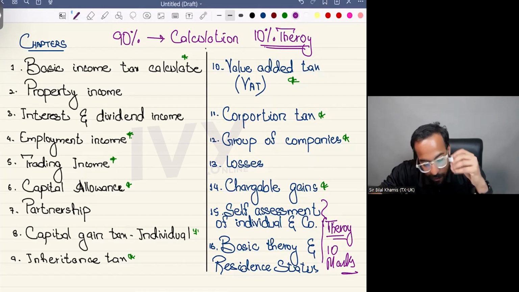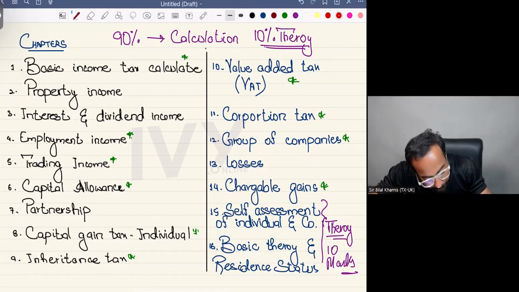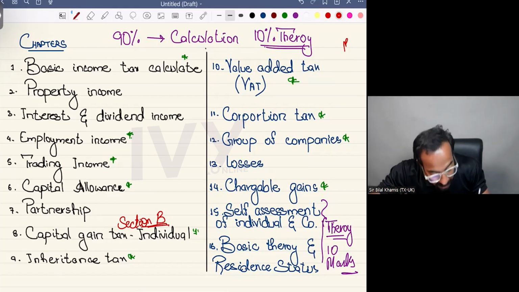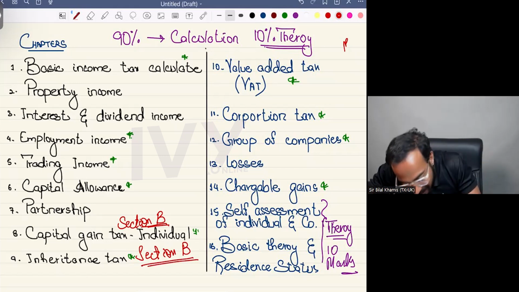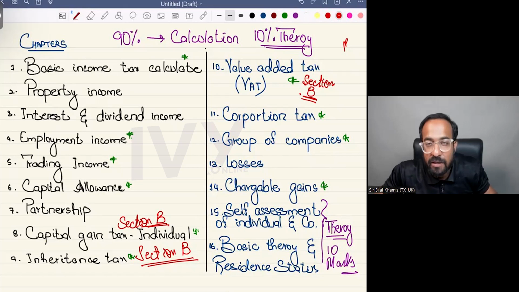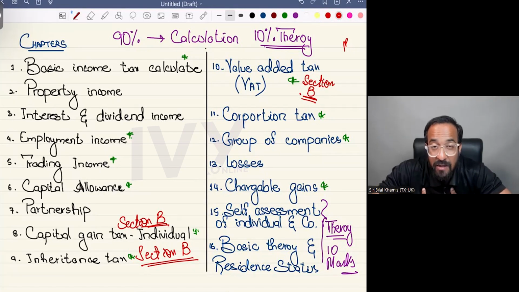So now I'm giving you the hint that these chapters belong to section B. You will have one question of capital gain tax in section B. One question you will have of IHT, inheritance tax, in section B. And the third question you will have in your section B is value added tax. So three chapters are the popular, the famous, the favorite for the examiner for section B.